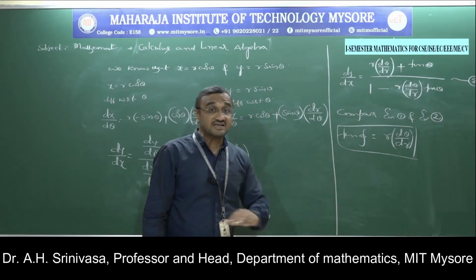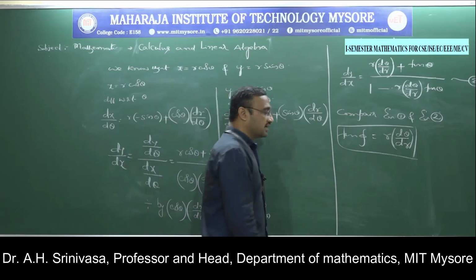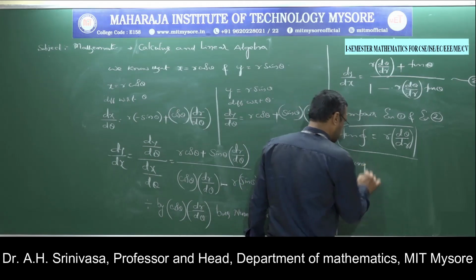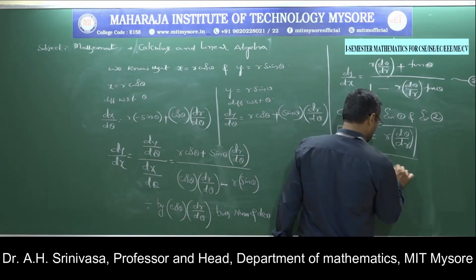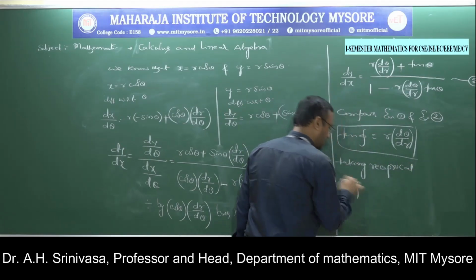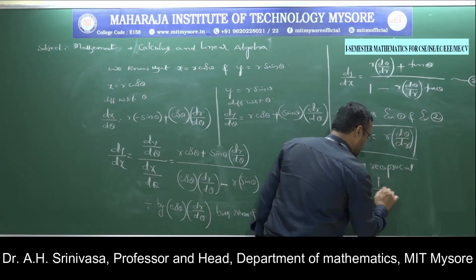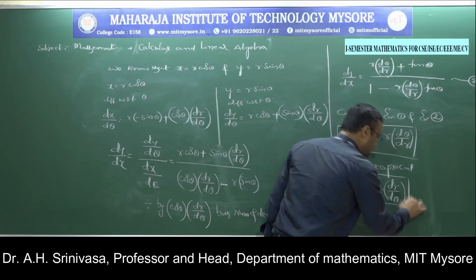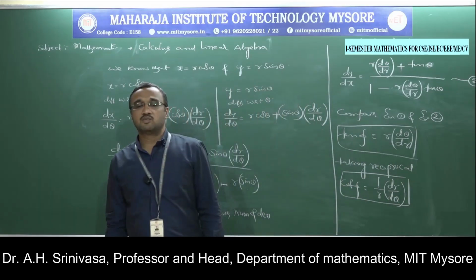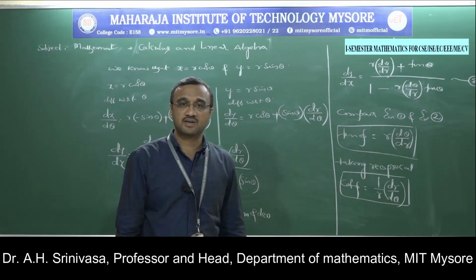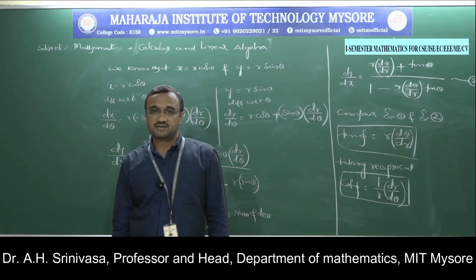Sometimes if you want this result in terms of cot, what do we get? If we take the reciprocal of this, the reciprocal of tan becomes cot, and 1 by r becomes 1 by r, this becomes dr by d theta. This is also another form of the angle between radius vector and the tangent. So this is the proof you have to remember.